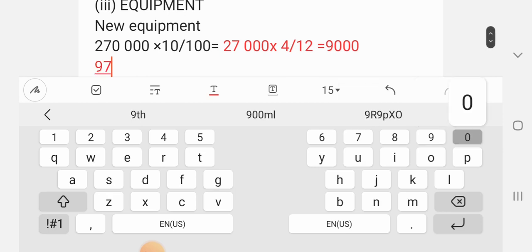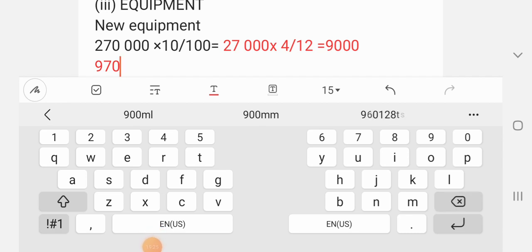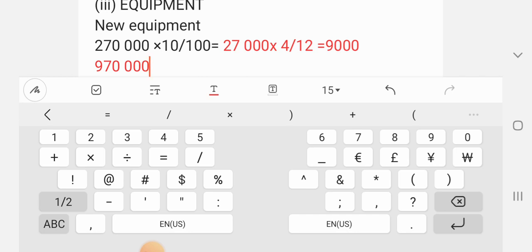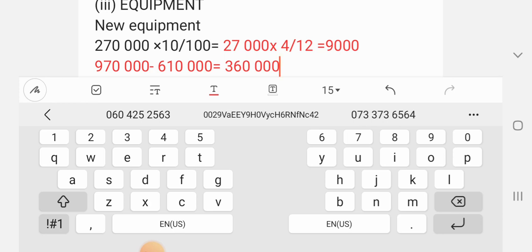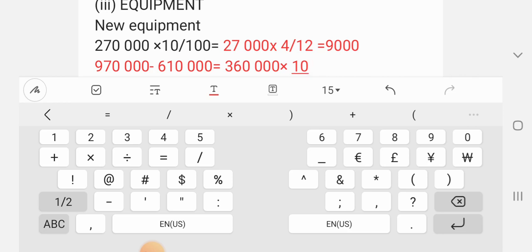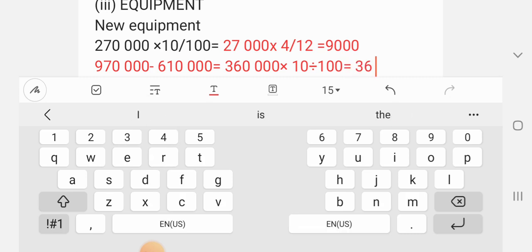For the old ones, we have 970,000 minus that is the cost at the beginning for equipment on the fixed asset note, 610,123, and then that will be equals to 270, not 200, sorry, 360,000 rand, and then we will multiply 360,000 rand by it's 10, right? 10 divided by 100, and that will give us 36,000 rand.